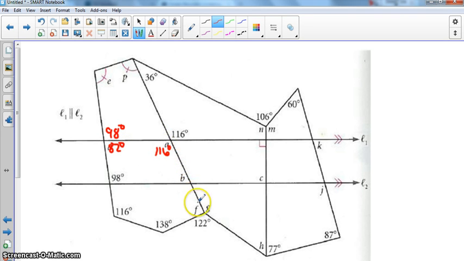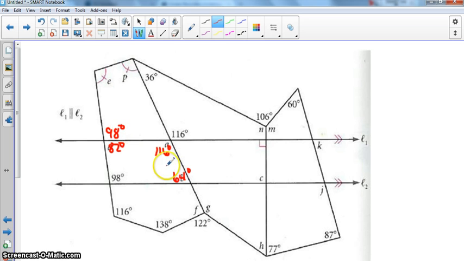Same deal with A and B here. These are same side interior with this line being a transversal, so they're supplementary. So if we take 180 and subtract 116, we're going to be left with, I believe, 64 degrees. So that's what B must be. Okay. Let's see. To get E and P, if we know one, we know the other because they're congruent to each other.